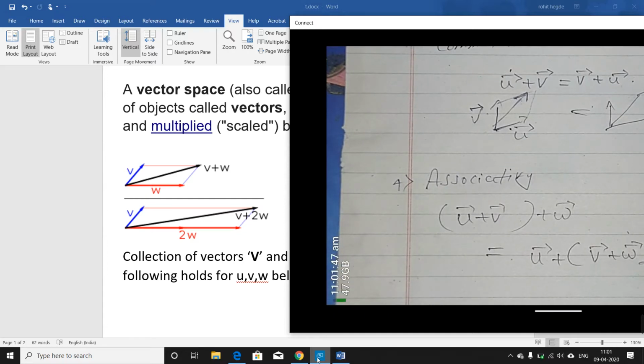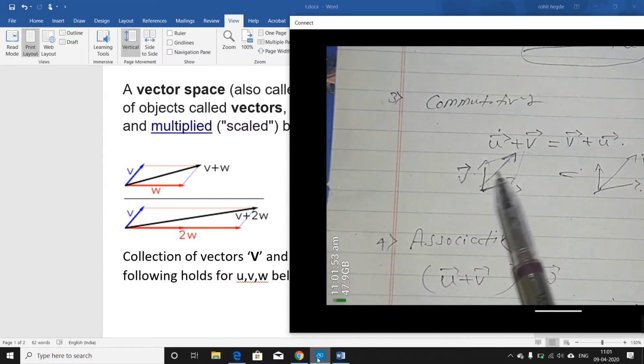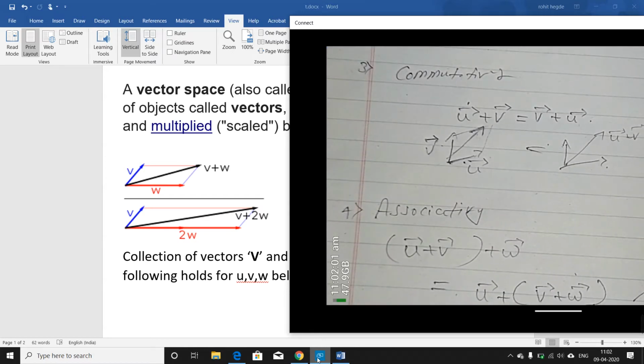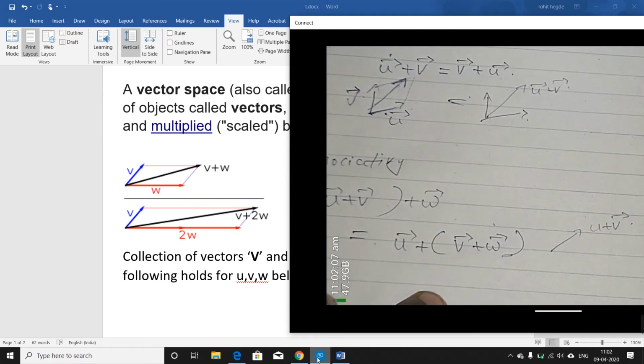If you take three vectors, for example, here I took two vectors, u vector plus v vector, and the resultant is this one. Now I will add the w vector to this resultant vector. That means this is the u plus v vector, and now I will add another vector, the w vector. Then the resultant of these two, like this, is u vector plus v vector plus w vector.